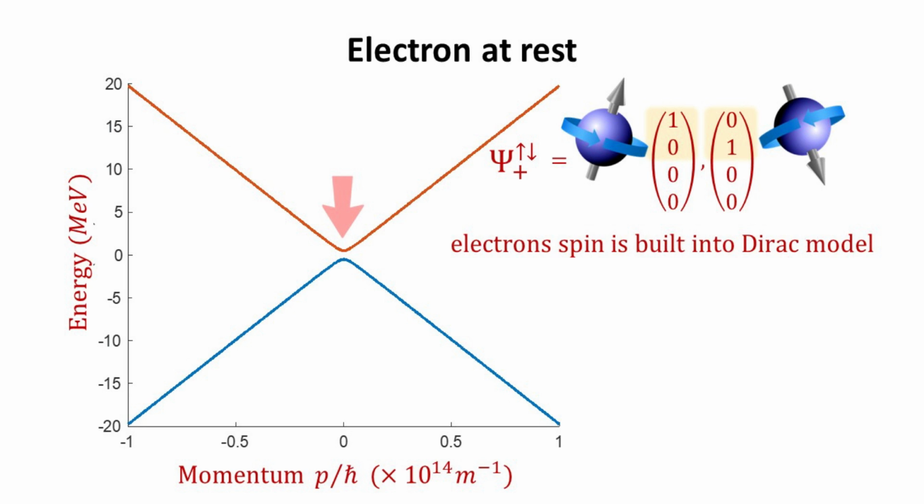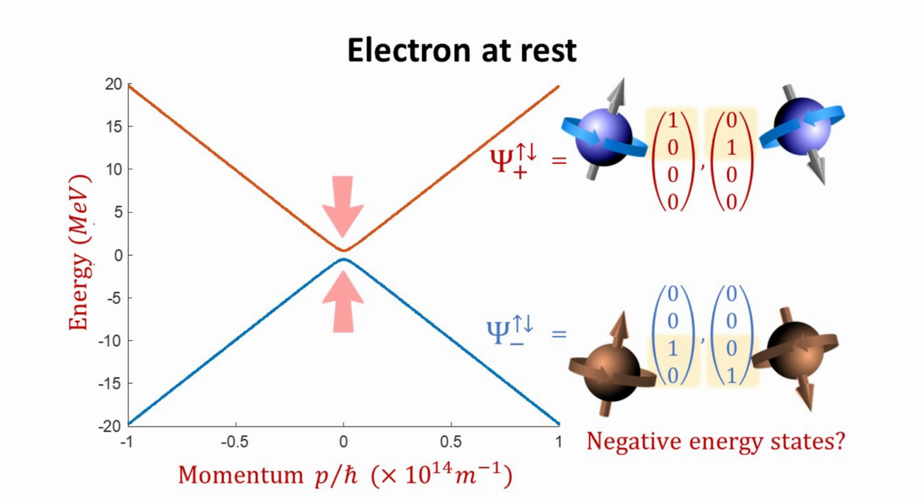This result was pleasantly surprising to Dirac, as he did not anticipate producing a theory for the electron spin. We see that the electron spin is naturally built into the Dirac model. On the other hand, for the negative states, the up and down spin states are represented by the lower spinor. However, what does negative energies mean physically? How should one interpret these negative energy states?